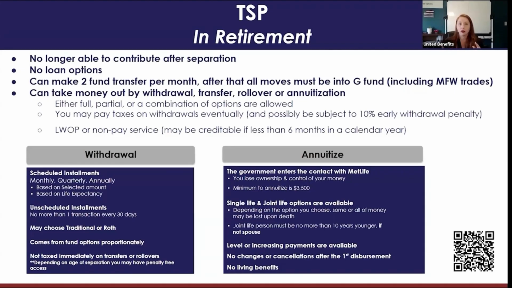What you cannot do is choose, I want to pull money from the G fund, or I want to pull money from the C fund. All that money will come to you proportionally based on the funds that you're in. So if you're 50% in the G fund and 50% in the C fund, and you take out $10,000, $5,000 from the G fund and $5,000 from the C fund will come out. So be mindful of that.